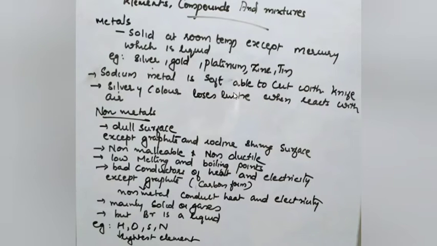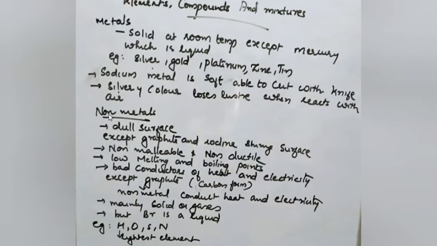Sodium metal is soft. One of the metals which is soft is sodium. It can be cut with a knife. It has a silvery color and loses luster when it reacts with air. So what is the peculiarity of sodium? It has a silvery color and loses luster when it reacts with air. When it reacts with air, sodium forms an oxide. When it is in contact with oxygen, it forms oxide.